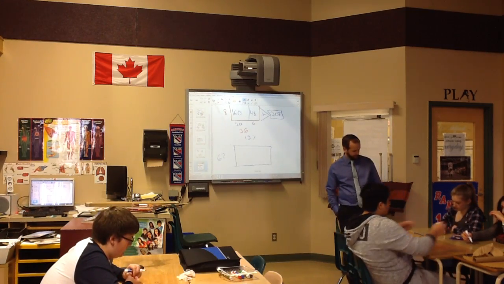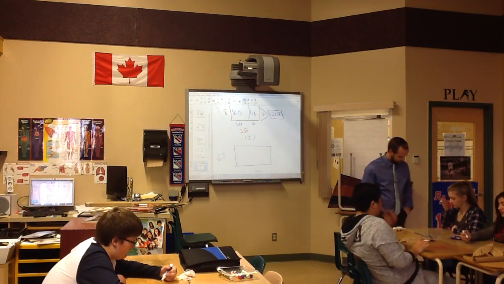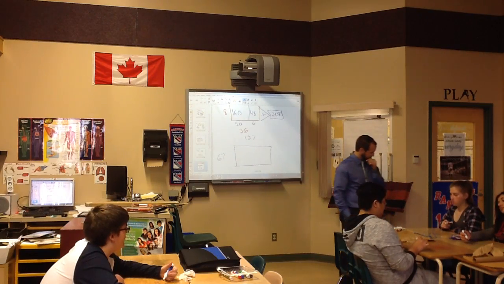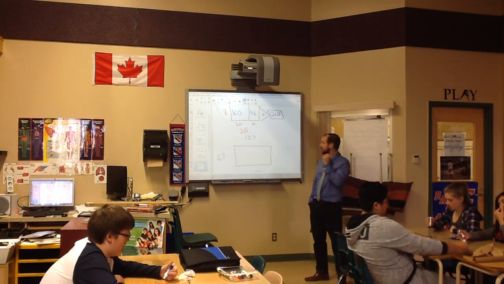No, that's good. 140. 60 times 100. 60 times 100 is 6,000.